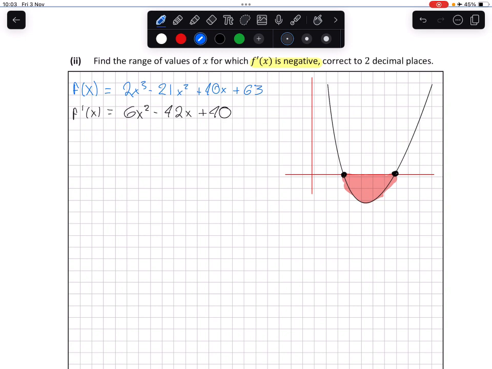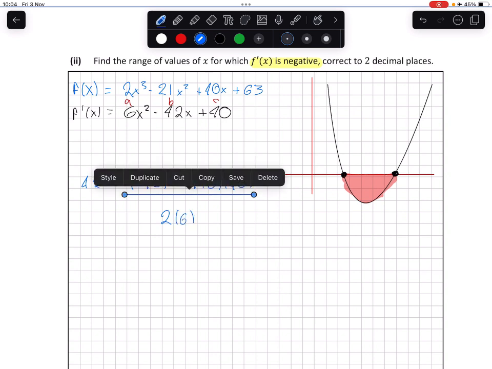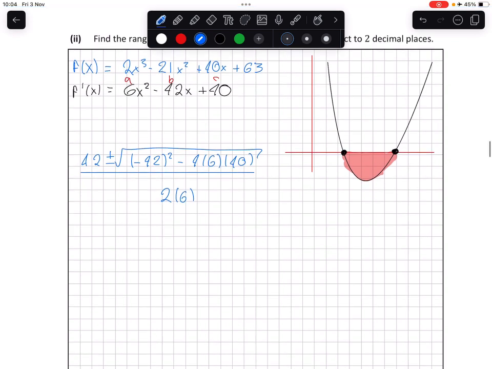So here we're going to have minus b, because we have our b, a, and c. So we have minus minus 42, which is just 42, plus or minus the square root of b squared. So you have minus 42 squared minus 4 times 6 times 40, all over 2 times a, which is 6. Bring this out, make sure that's square rooted. And this is how we're going to get two answers.